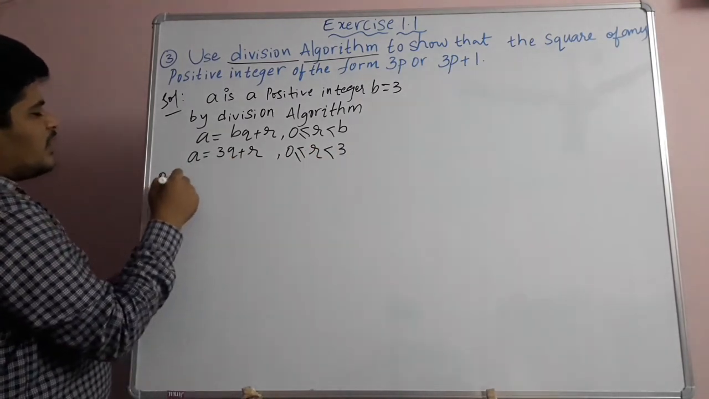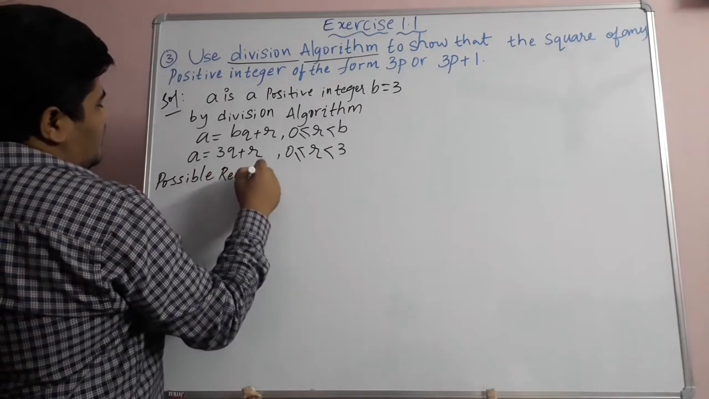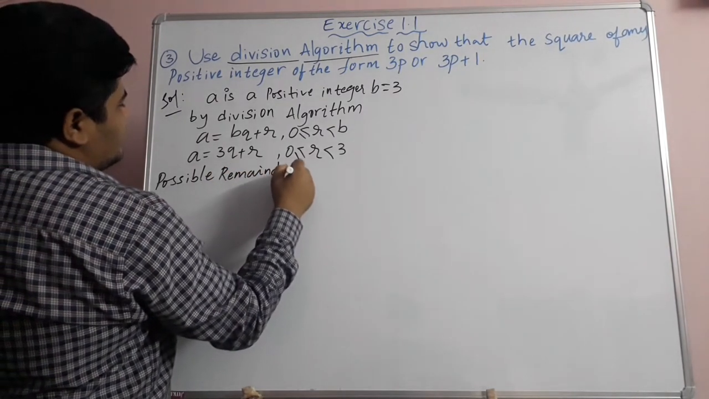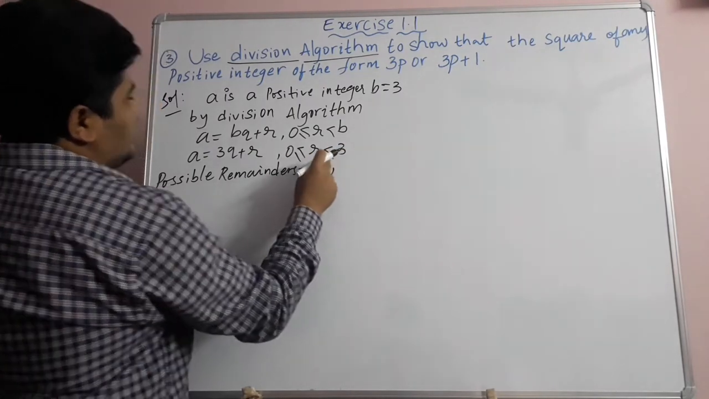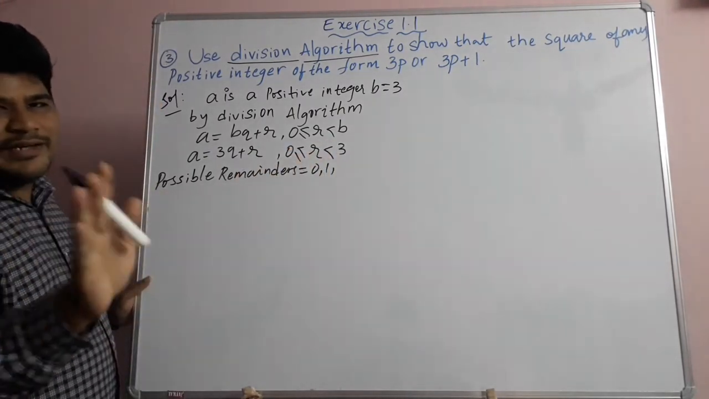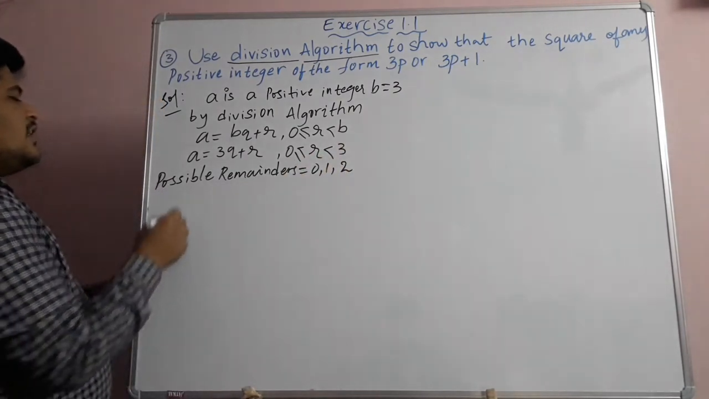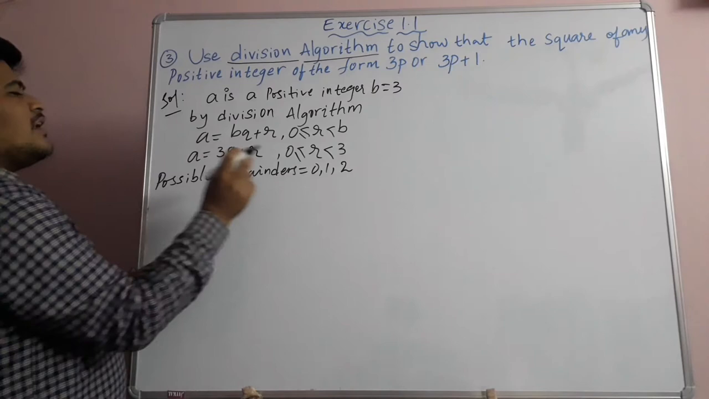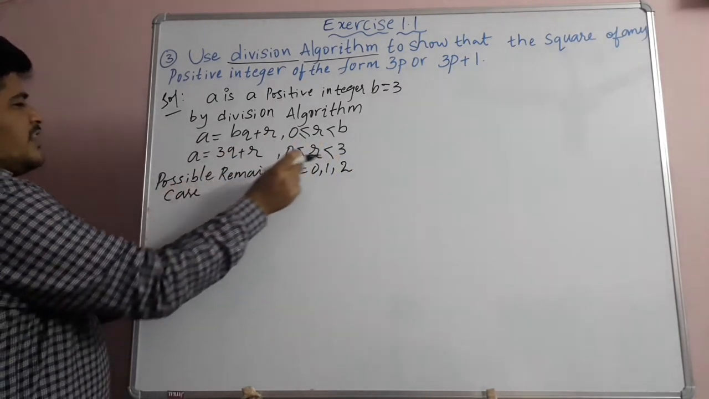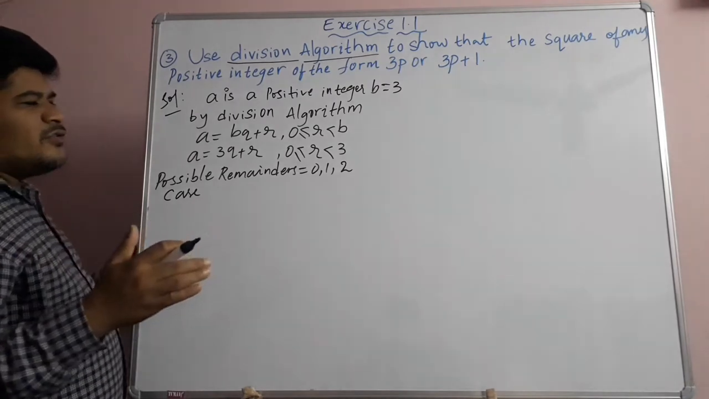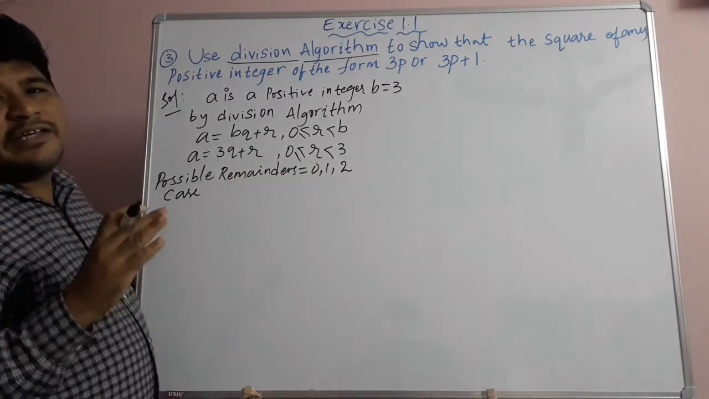So the possible remainders are 0, 1, 2. Children, since r is less than 3, we should not take 3. So there are totally 3 possible remainders, and with each remainder you have to take a different case. So 3 remainders are there, so we have to take 3 cases.